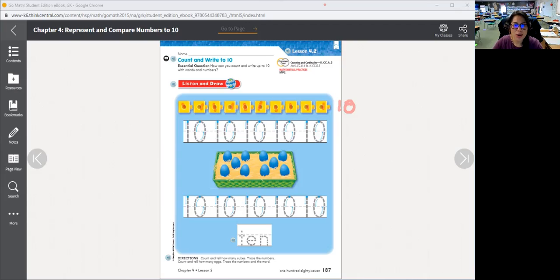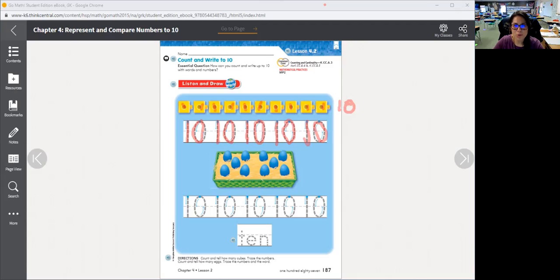Okay, now we're going to go ahead and trace the 10. We always start at the top to make the 1 and go straight down a line. And then we start at the top with the 0 and we make a circle. Okay, and we're going to keep on continuing to trace the number 10. So remember, everybody should be doing this with me. 10. 10. And 10.